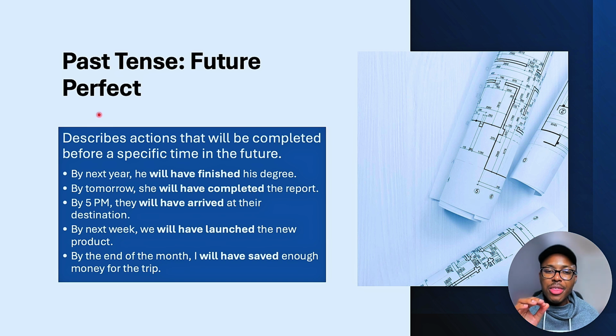Future perfect describes actions that will be completed before a specific time in the future. By next year, he will have finished his degree. By tomorrow, she will have completed the report.